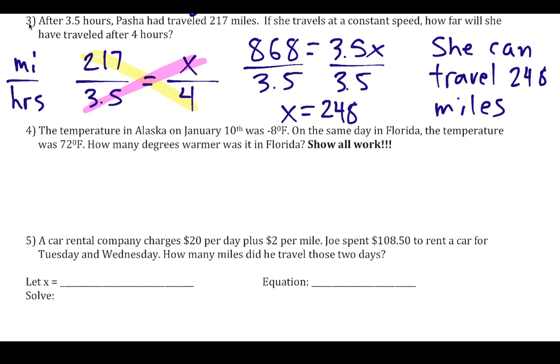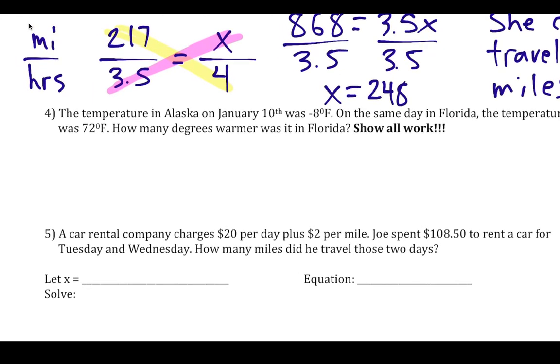The temperature in Alaska on January 10th was negative 8 degrees Fahrenheit. On the same day in Florida, the temperature was 72 degrees. How much warmer was it in Florida? So I'm going to do Florida minus Alaska, and that negative, you got to watch out for it. There's Florida. I'm going to find the difference by subtracting Alaska, which is negative 8.